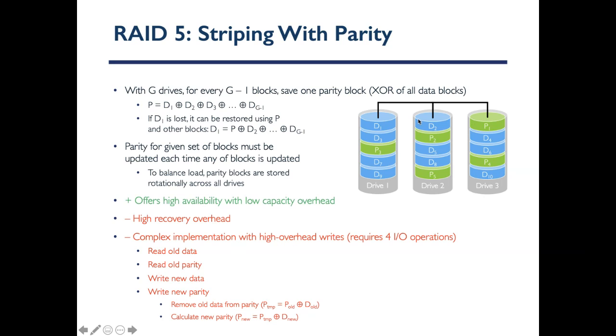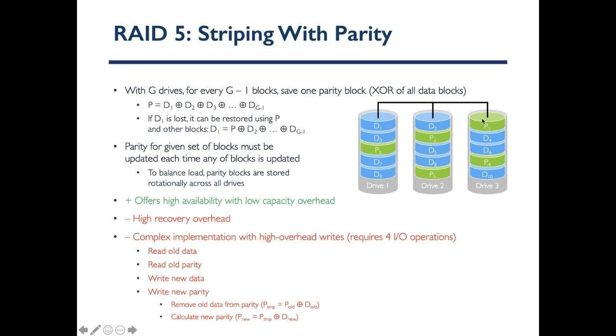So here is an example. I put D1 here, D2 here, and then I keep a parity, which I'm going to calculate based on D1 and D2, on drive 3. So these are stripes. That's why it's called striping with parity. Now, in the second stripe, I will have D3, D4, and then parity comes on drive 2.